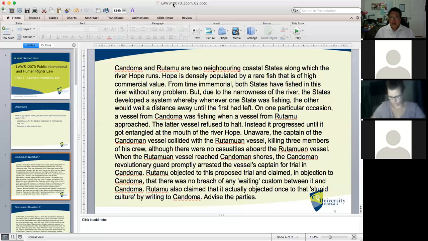Now, moving further, what about this claim that Rotamo was also saying that it actually objected once to that stupid culture by writing to Kandoma? In raising this actual objection, what is Rotamo trying to say? What legal principle in public international law is it trying to raise when it raises the point about its objection to a stupid culture? What is it? Do you remember?